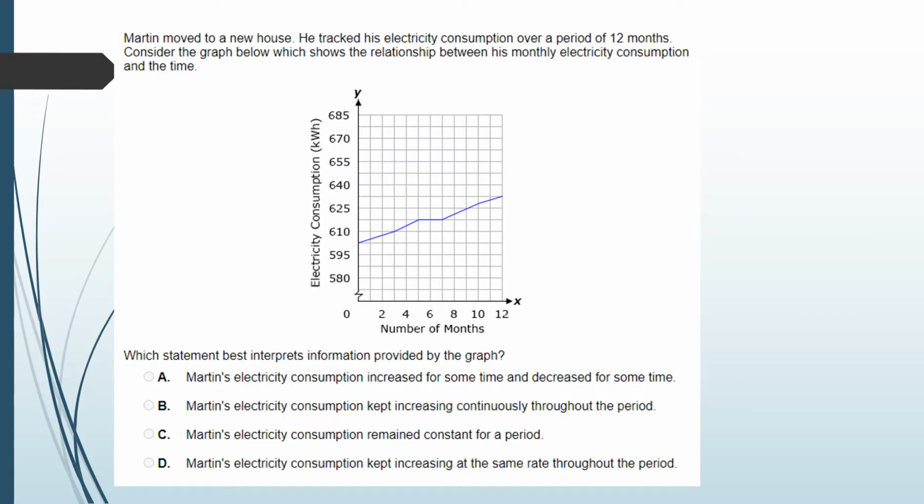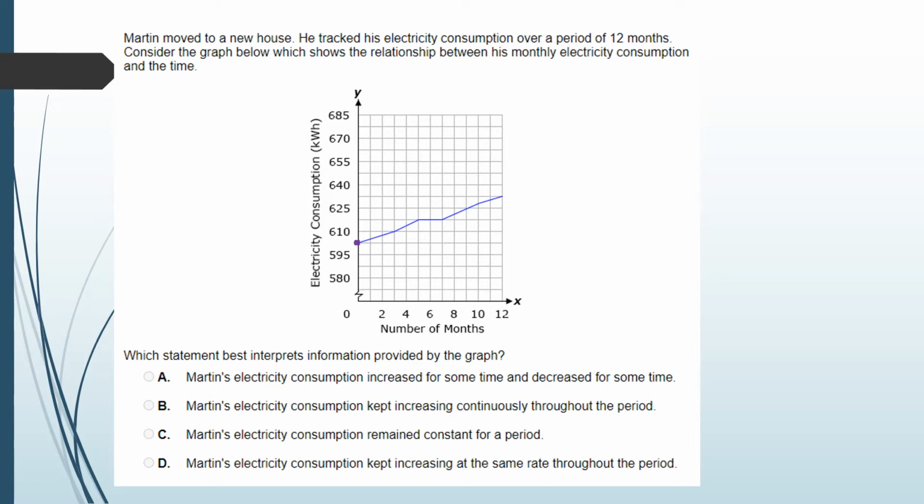Martin moved to a new house. He tracked his electricity consumption over a period of 12 months. Consider the graph below, which shows the relationship between his monthly electrical consumption and the time. When he moves in, he has been at this house for 0 months. That's when he moved in. That's what this shows us right here.